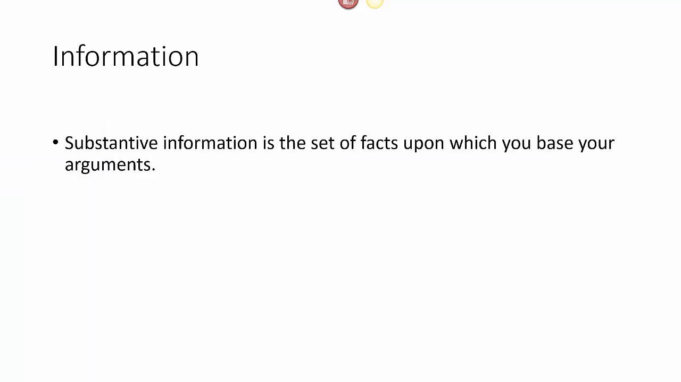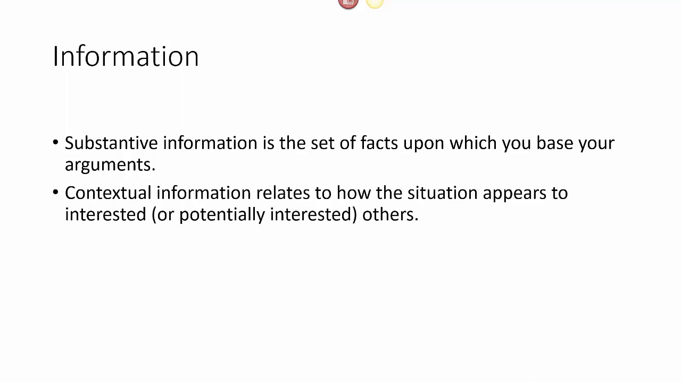Information. There's really two kinds of information. The first is substantive information, and these are the facts upon which you base your arguments. This is the kind of stuff that you learn how to find in a research class. The other kind of information is called contextual information. This relates to how the situation appears to interested or potentially interested others.